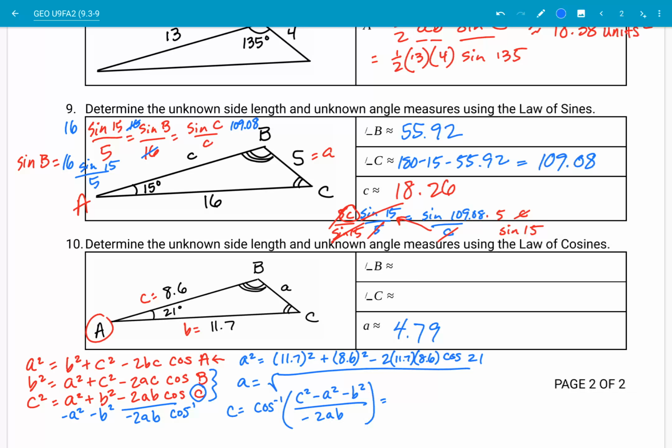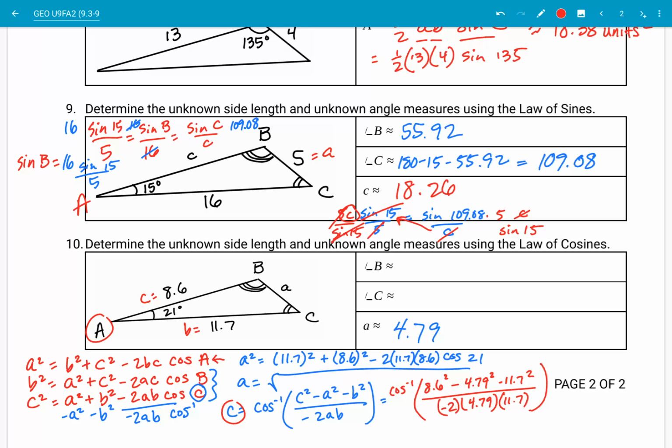So this means we're going to be plugging in on our calculator cosine inverse of c, which was 8.6 squared, minus a, which was 4.79, squared, minus b, which is 11.7, squared, divided by negative 2 times a, which was 4.79, and b, which was 11.7. And all of that should give me what angle C is.